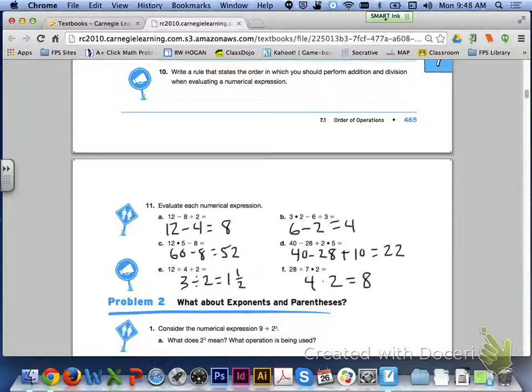Letter E is all division, so I'm just going to read that from left to right. 3 divided by 2, 1 1/2, or 3 halves for my answer. And letter F, again, same thing. I'm going to go from left to right, divide, then multiply. 4 times 2 ends up giving me 8 for my answer.